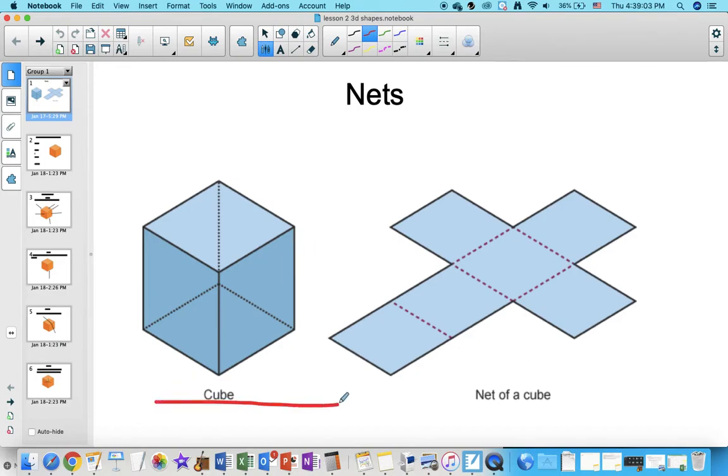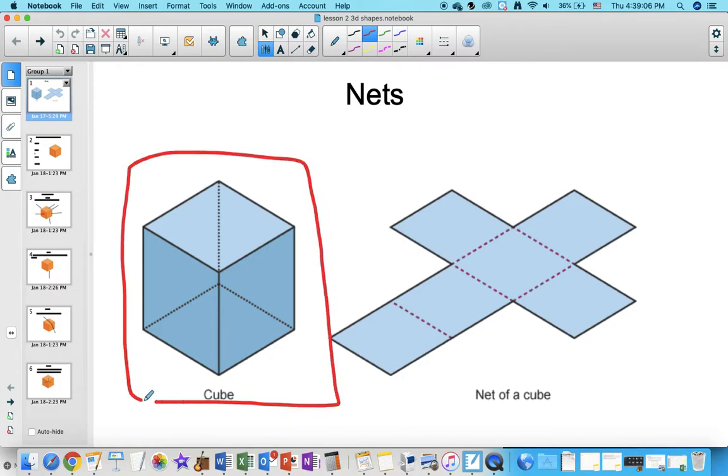So here we have a picture of a cube. And here we have a net of a cube. So you can already assume that this makes a cube. And you'd be right. A net is basically a two-dimensional, flat-out version of the shape. And if you were to fold these sides up and over, you would end up with the shape of a cube, well, at least for this net.